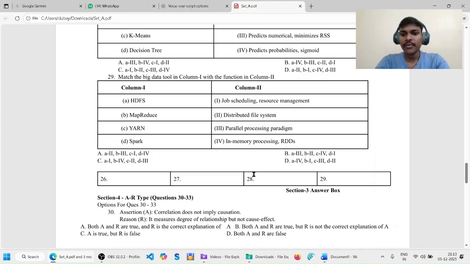So HDFS provides distributed storage for massive data sets. MapReduce performs batch-style parallel processing on large data. Yarn handles resource allocation and job scheduling in Hadoop, whereas Spark offers fast in-memory computation using RDDs for iterative workloads.